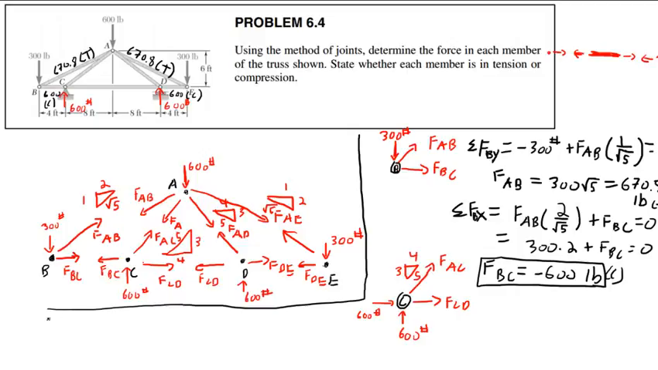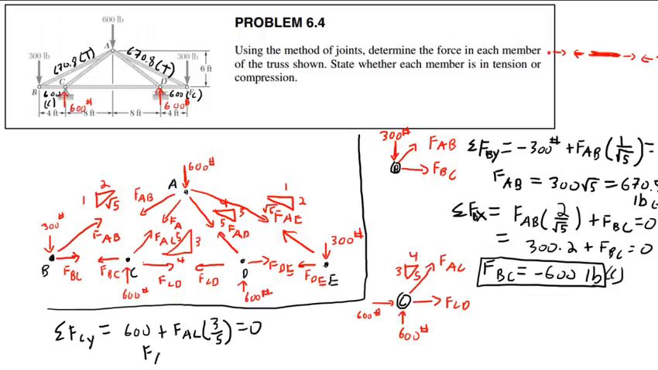Now, let's see. I'm going to do a sum of forces on joint C in the y direction. This will give me 600 pounds, this one, plus FAC times 3 over 5 equals 0. Why does it equal 0? Because it's statics class. But yes, static equilibrium as well.